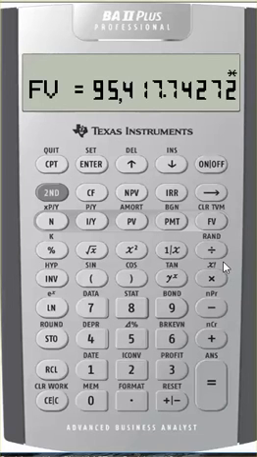So hopefully this helps for those of you that probably had a little difficulty in arriving at the correct answer of 95,417.